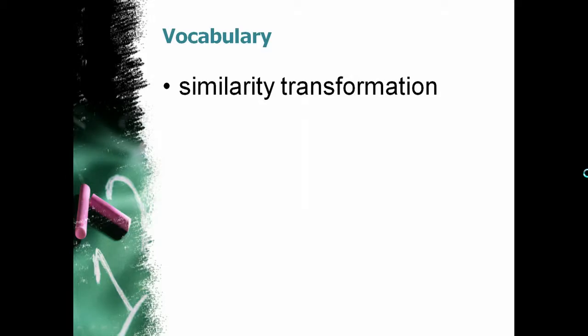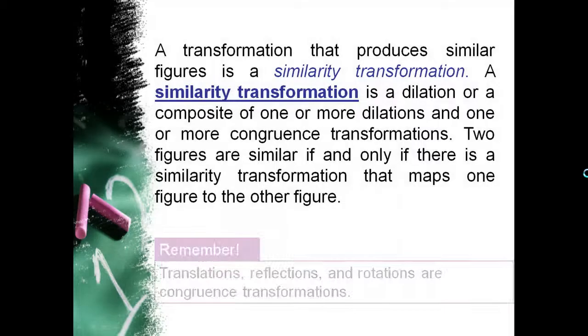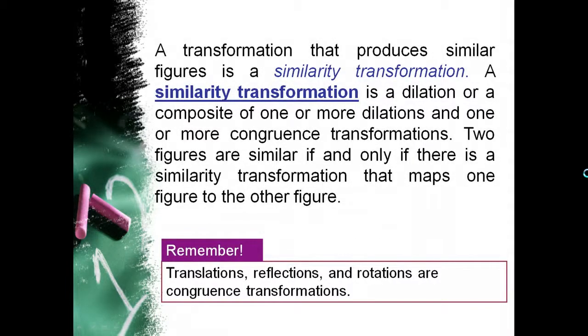Your vocabulary word is similarity transformation. A transformation that produces a similar figure is a similarity transformation. A similarity transformation is a dilation or a composite, which means several dilations put together, and one or more congruence transformations, like translations or rotations.